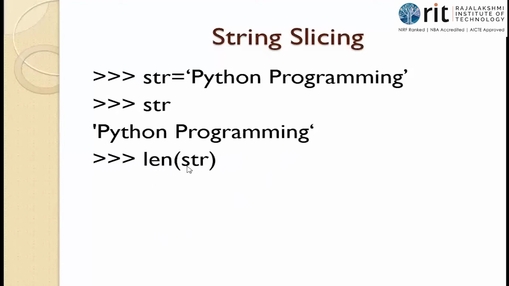So this is the input. STR is defined. What is STR? It is without quotes, isn't it? So it refers to the value of STR. What is the STR's value? Python programming. Len of Python programming. So count the characters in it. The white space is also included as one of the characters. Okay. 1, 2, 3, 4, 5, 6, 7, 8, 9, 10, 11, 12, 13, 14, 15, 16, 17, 18. 18. Don't forget to include the white space.